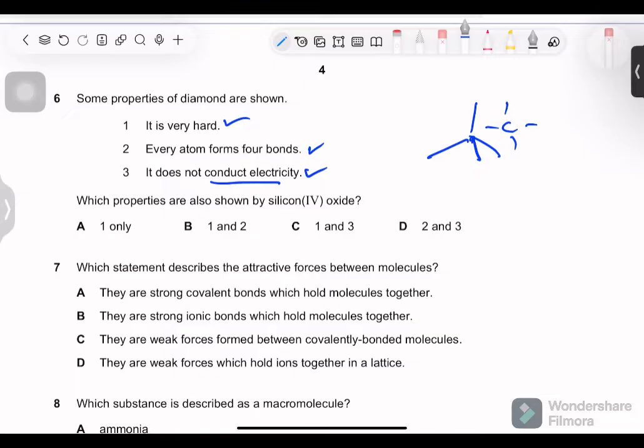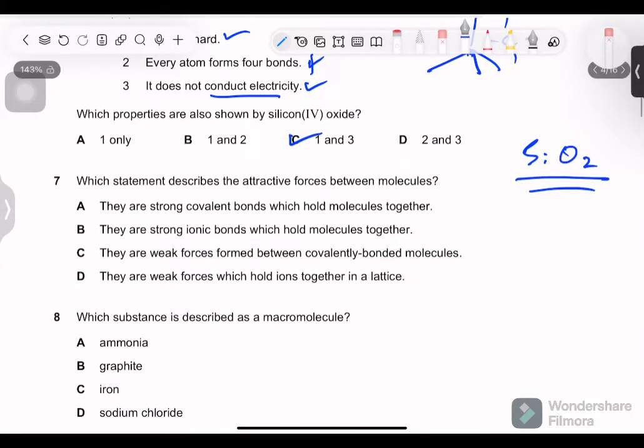Which properties are also shown by silicon oxide? Every atom forms four bonds. Why would this be true in silicon oxide? Silicon oxide is not made up of carbon, it is made up of silicon and oxygen. However, it is very hard. It does not form four bonds for every atom, and it does not conduct electricity. Yes. So option C is correct.